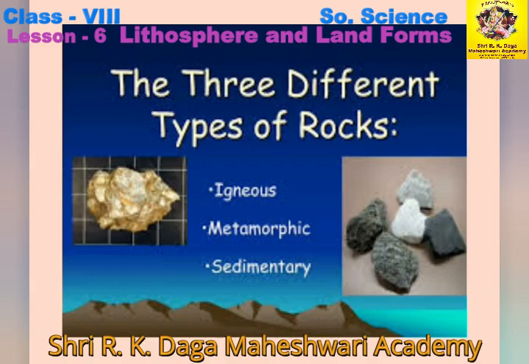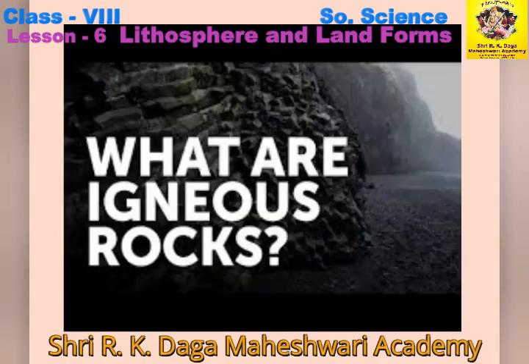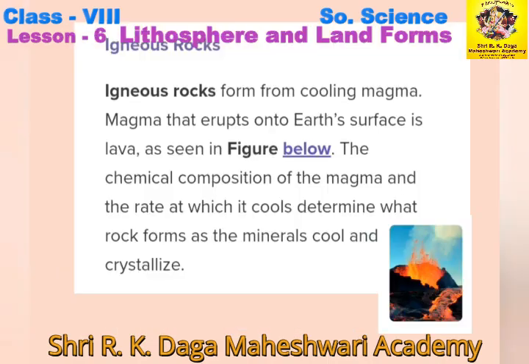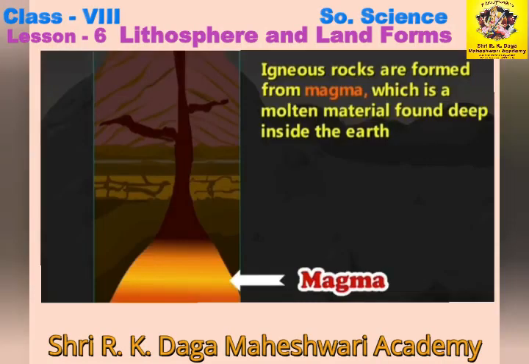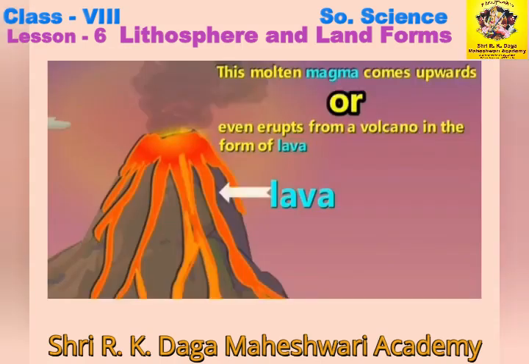Now we take the first type, igneous rocks. Students, the oldest type of all rocks is the igneous rock. The word igneous has been derived from a Greek word which means fire. These rocks are formed by the cooling and solidification of molten rock. When a volcano erupts, molten rock called magma comes out on the earth's surface. And when the magma cools and solidifies, it leads to the formation of igneous rocks.